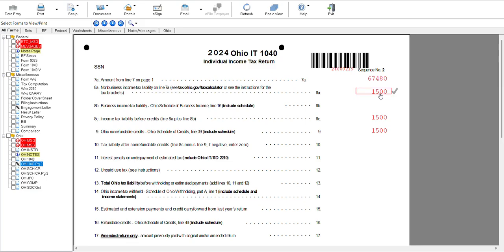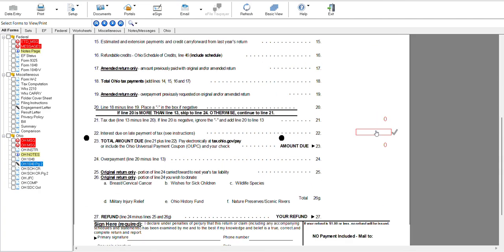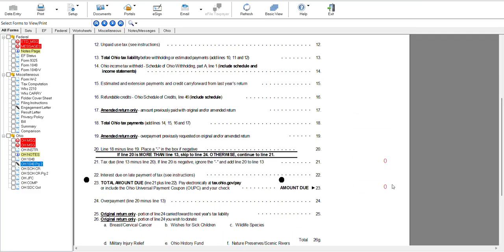Here, how much tax liability you have: $1,500. As you see in number 9, the Ohio non-refundable credit is $1,500, so they apply the full $1,500. What does non-refundable credit mean? It will take the tax liability off. It's only taking the tax liability off, meaning you don't get the money back. You don't get cash money back. As you see here, it makes the amount that you owe the state zero.